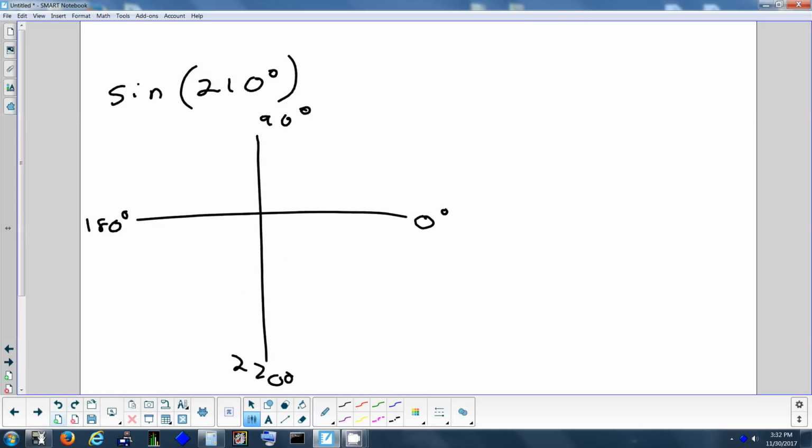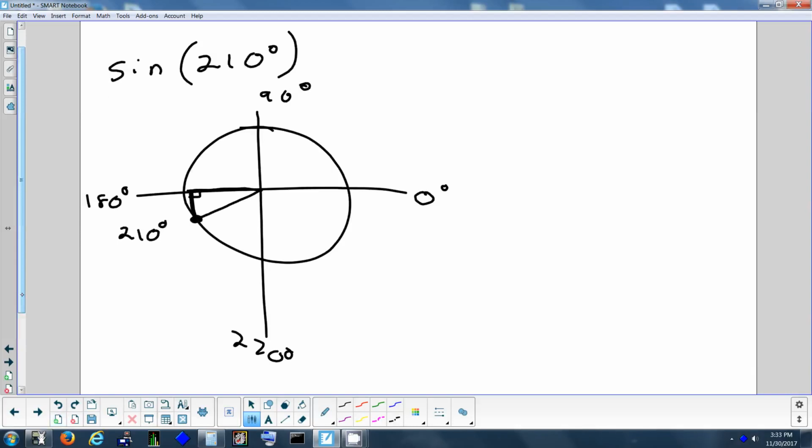Roughly, if I'm going to sketch that, where's 210? It's 30 degrees past 180. So it's the 30, 60, 90 triangle. This is the short side, that's the long side. What's the length of the short side in the 30, 60, 90 triangle? A half. And what's the length of the long side? Square root of 3 over 2.